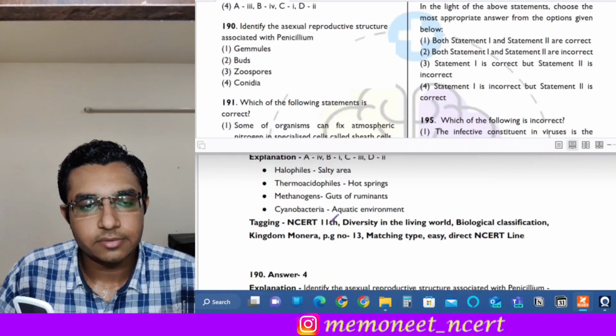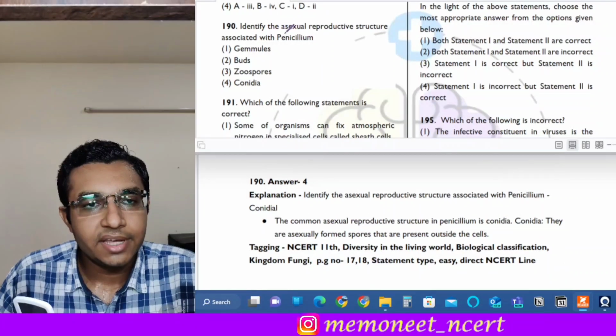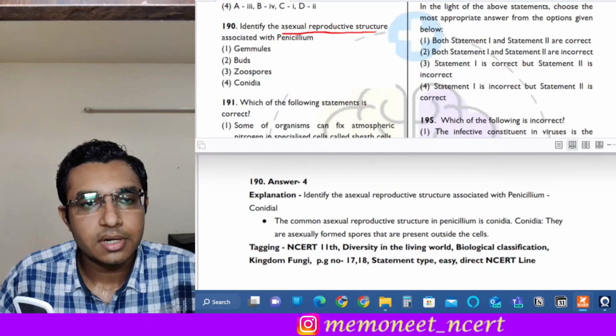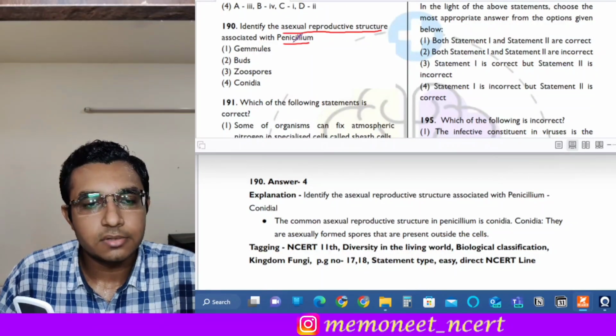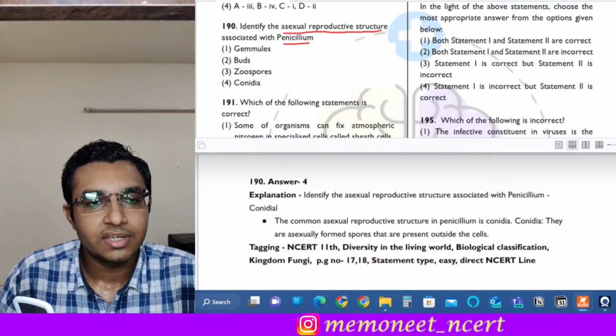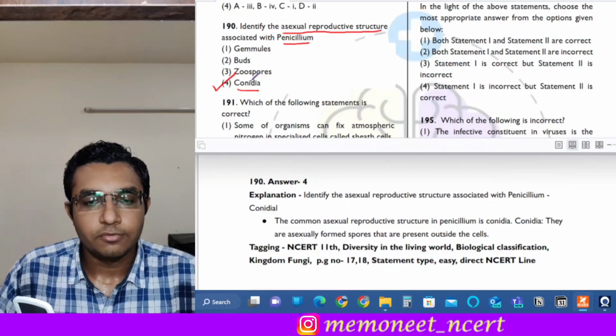Moving on to the next question, that is question number 190. It is identify the asexual reproductive structure associated with penicillium. The asexual reproductive structure which is found in penicillium are the conidia. So the correct answer will be option 4.